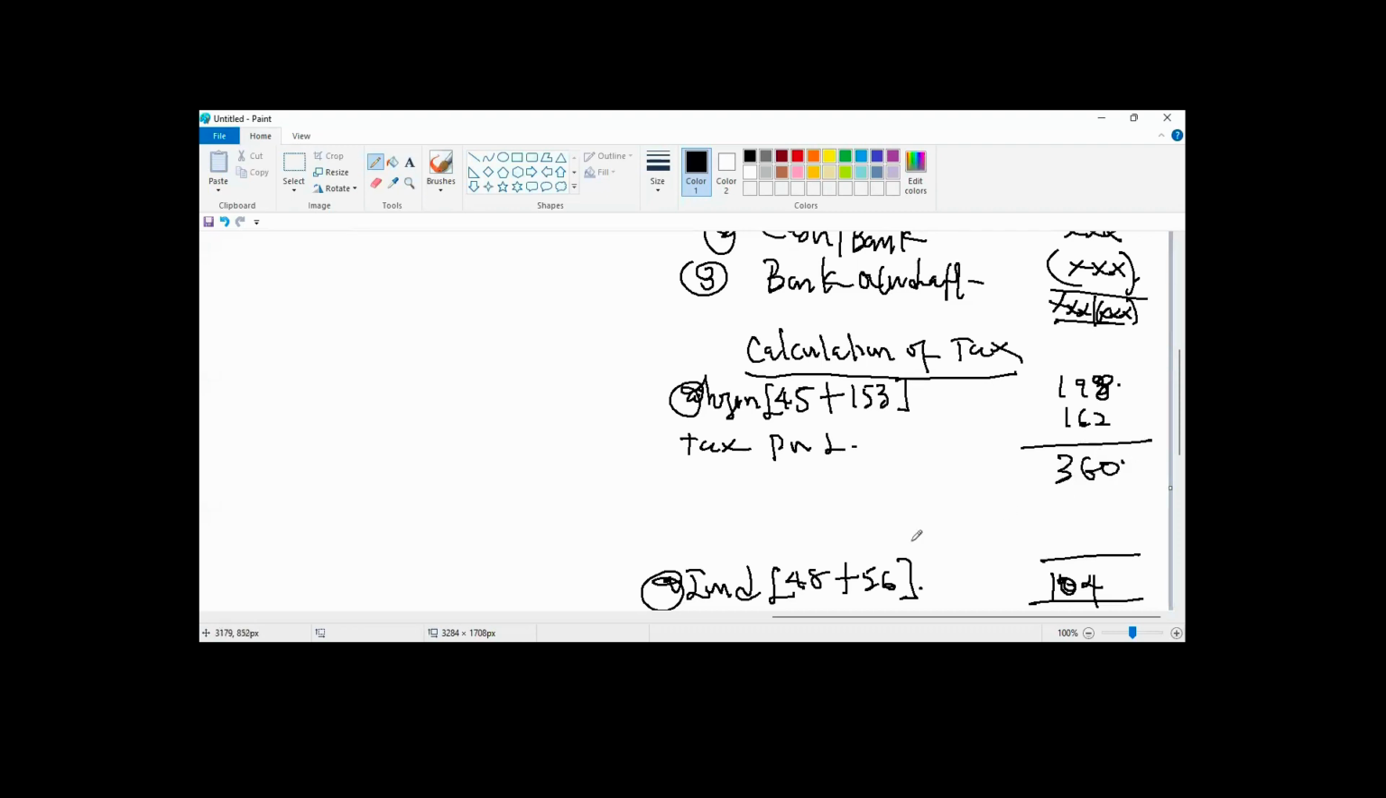360. How much is the tax paid? 256, which is the balancing figure. That's the balancing figure. That is it. Any question on this? Let's look at it. Any question?